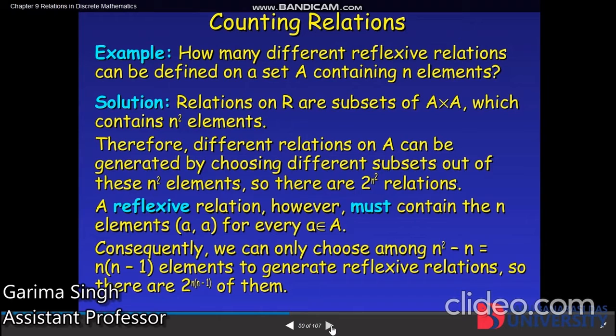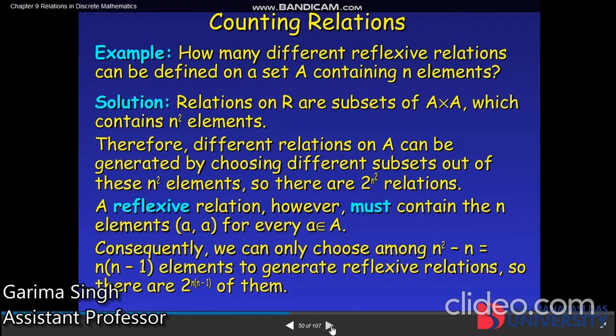power n squared possible relations. A reflexive relation, however, must contain the n elements (a, a) for every a belongs to A. Consequently, we can only choose among n squared minus n elements to generate reflexive relations.